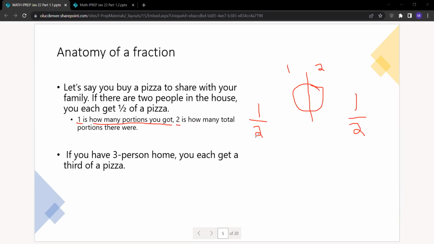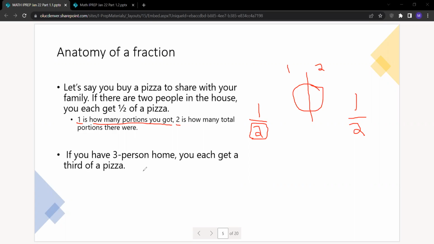2, which is this bottom number, is how many total portions there were. Something we call these is the top number is the numerator, and the bottom number is the denominator. So the top number is how many portions you have, the bottom is how many total portions there are.